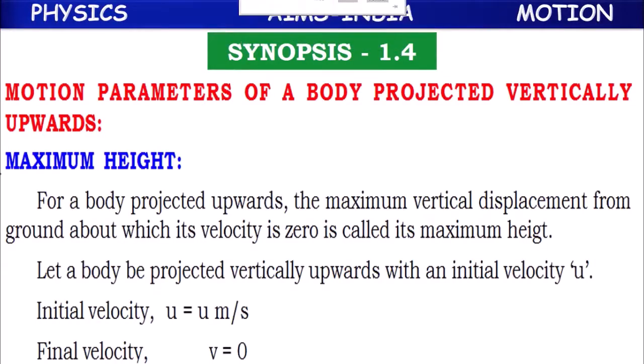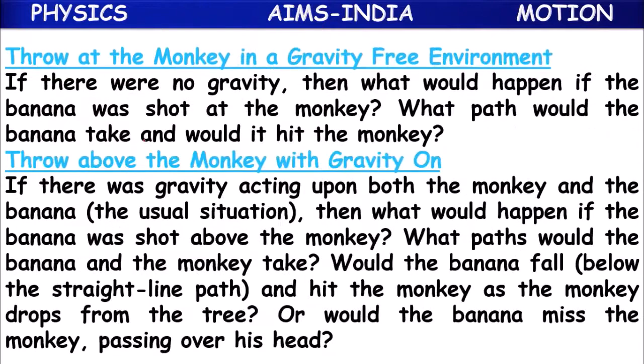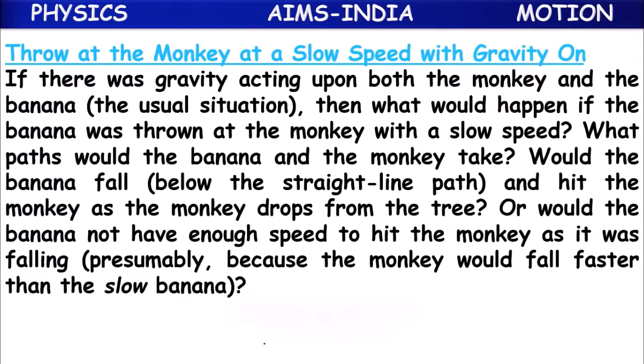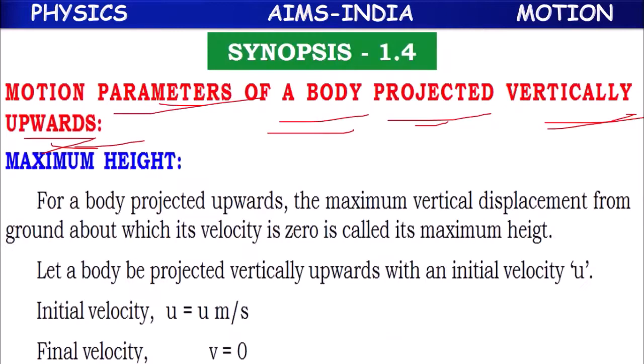Next, our main concept is the motion parameters of a body projected vertically upwards. Just now, what we have learned is called projectile motion, which means the body is projected not vertically upwards but through some angle, shot at some angle with the ground. But instead of like this, if we project it horizontally, what happens to the body?